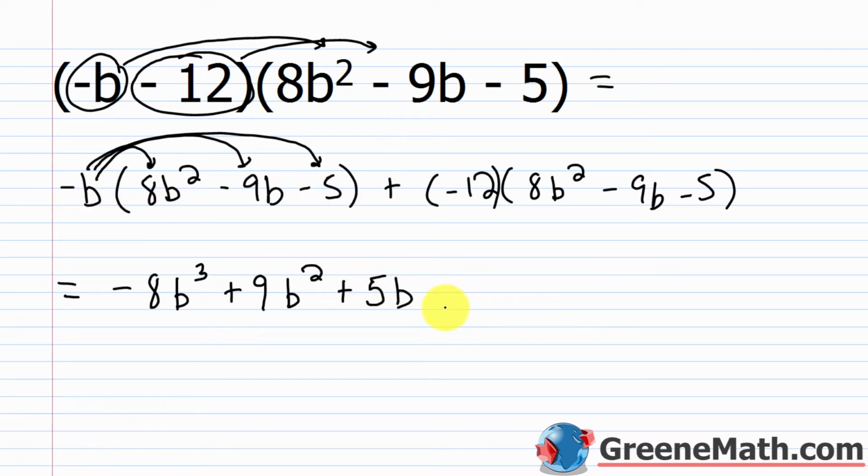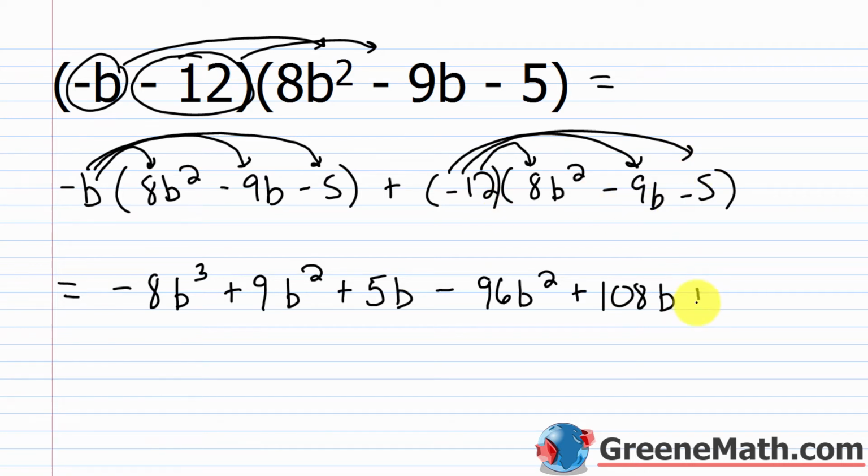Okay. Now moving on to this over here, I'll have negative 12 times 8b squared. Negative times positive is negative. 12 times 8 is 96. So this would be minus 96b squared. Then next I have negative 12 times negative 9b. Negative times negative is positive. 12 times 9 is 108. So this would be 108b. Then lastly, I have negative 12 times negative 5. Negative times negative is positive. 12 times 5 is 60. So we have negative 8b cubed plus 9b squared plus 5b minus 96b squared plus 108b plus 60.